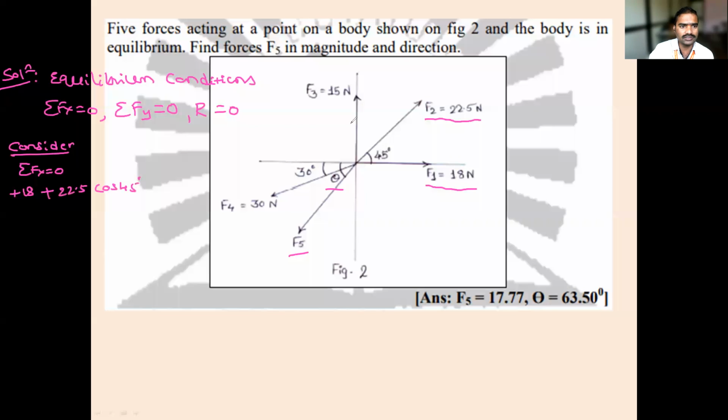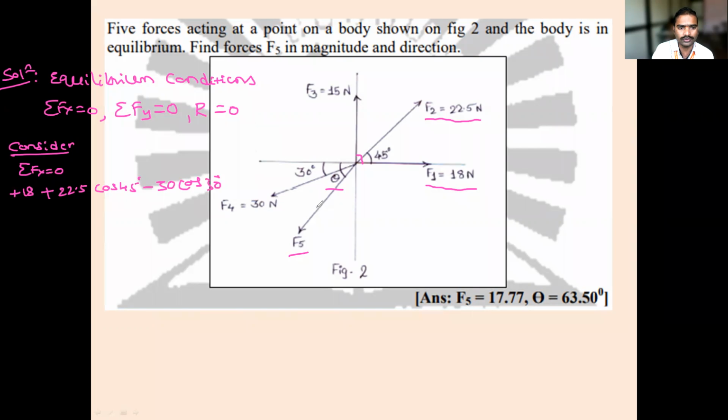Okay. Next, F3 is in the vertical direction. F3 is making how much angle with respect to horizontal? It is 90 degree. So F3 is 15 cos 90. Cos 90 is what? It is 0. So it will not produce any horizontal forces. Okay, I will not write it. Next, F4. F4 is making an angle 30 degree with respect to horizontal. It is moving in negative x direction. So it is minus cos 30.